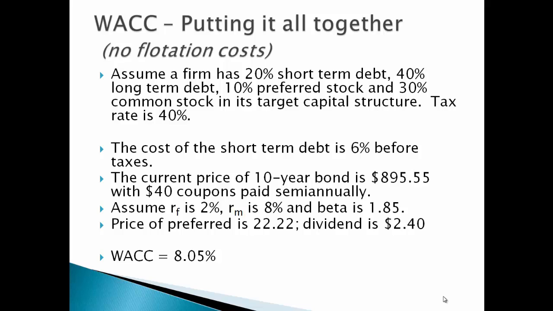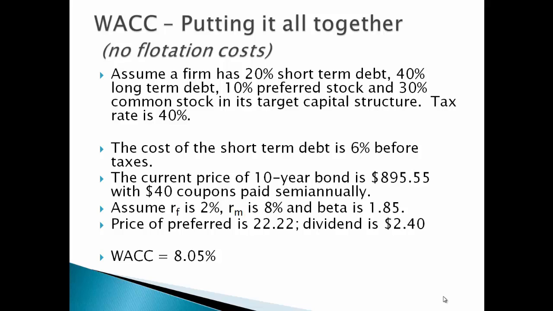So let's do a couple of examples and put all this together. In this example, we're going to assume that we're not dealing with any flotation costs. And we have a firm that has 20% short-term debt, 40% long-term debt, 10% preferred stock, and 30% common stock in its target capital structure.